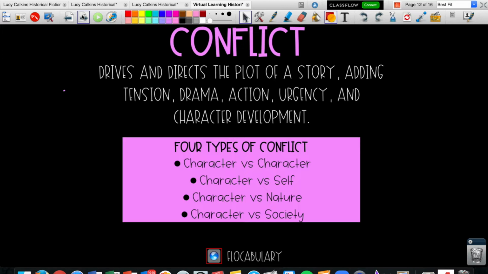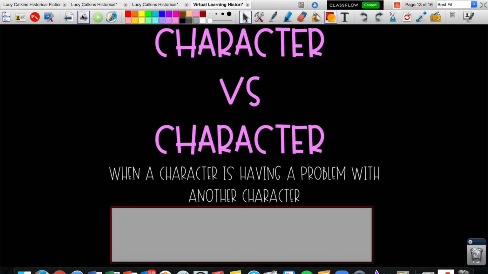So let's dive into our first type of conflict, which is character versus character. So guys, character versus character is when a character is having a problem with another character. Like, it's exactly what it says. When there is a character who's having issues or problems with another character in the book, okay?